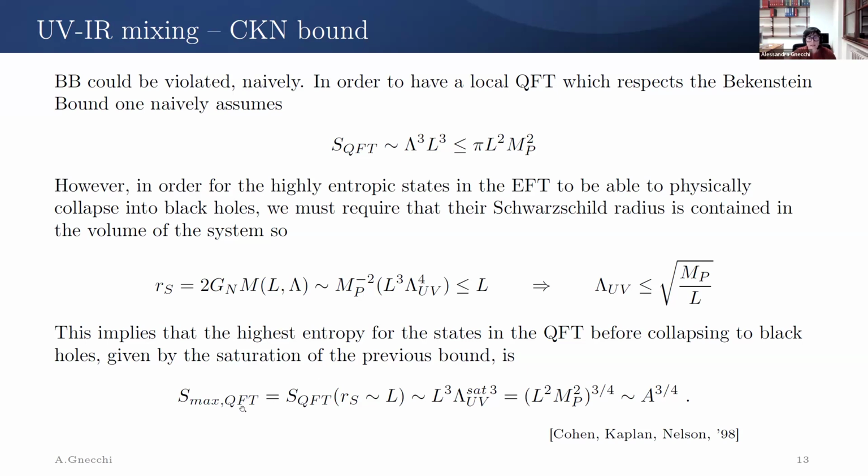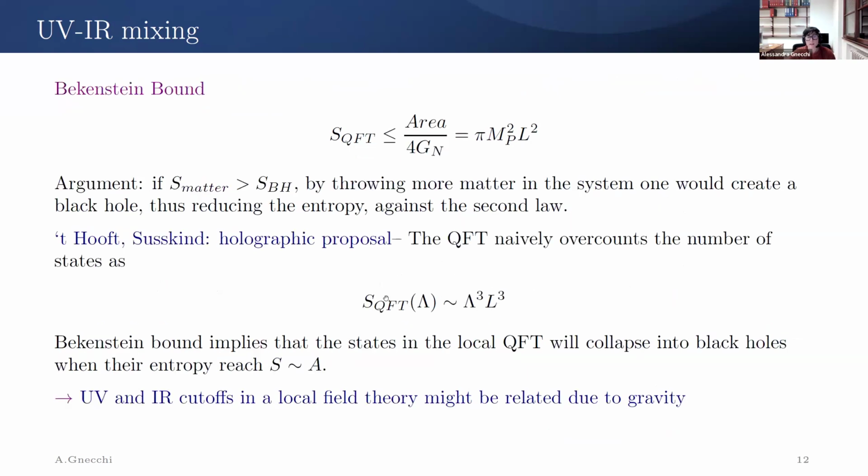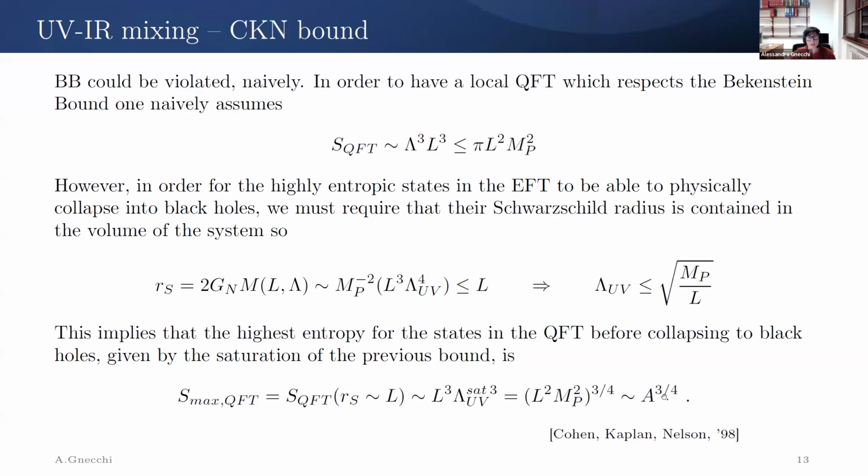Notice that, again, the maximum entropy of states, the QFT, right before they collapse to a black hole, goes like area to the 3/4. So we've already reduced the dependence of the maximum entropy of a QFT from the dependence on the volume to the dependence on the area. So we're going towards the holographic prescription idea.